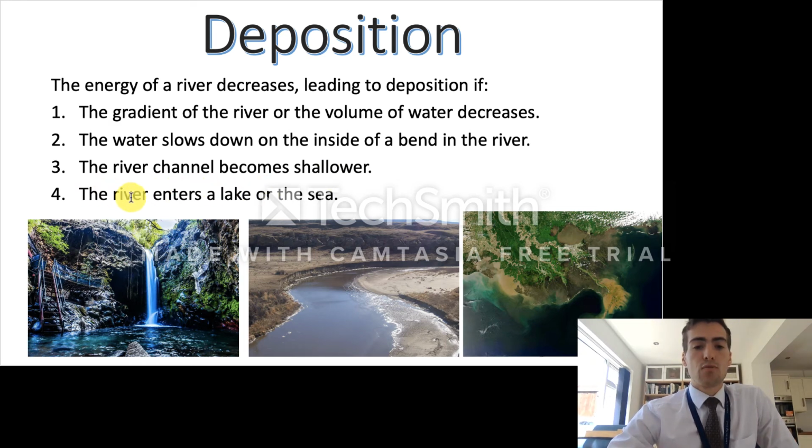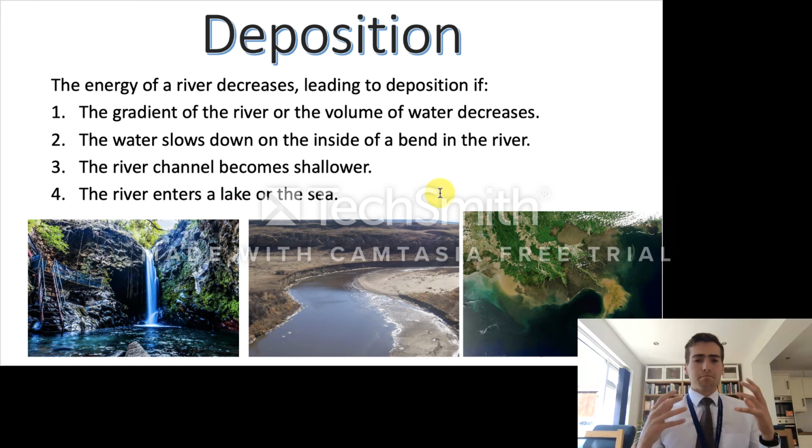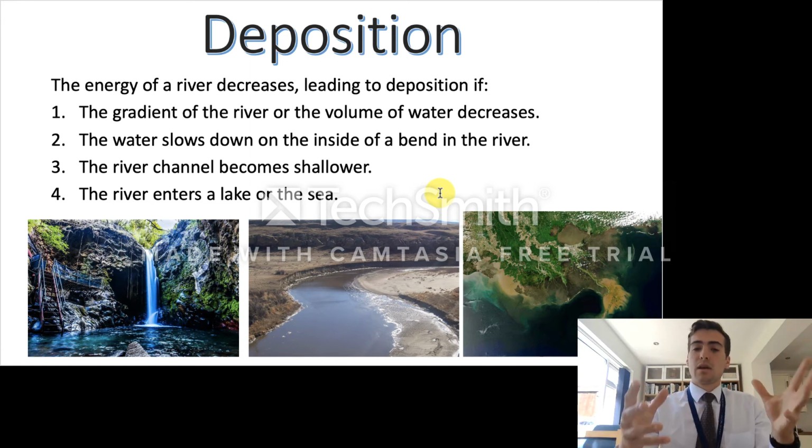And 4, the river enters a lake or the sea. So basically, as soon as all that water is going through that really kind of relatively narrow space with all those rocks and sand in, when it opens up into a massive ocean or a massive lake, then it's got much more space, and then all that velocity of the water disappears and the rocks will fall to the bottom. Okay, they will be deposited.